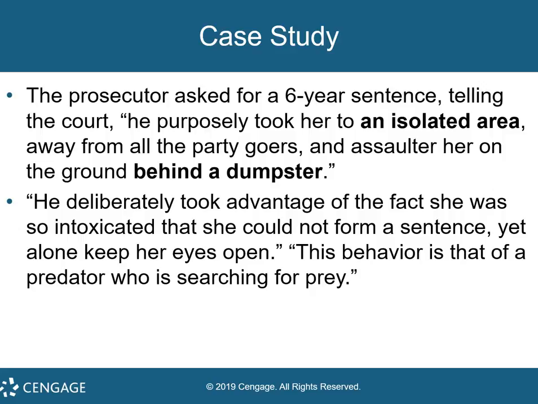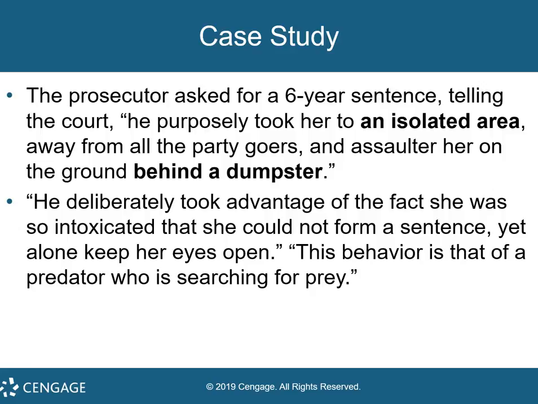What happened after the guilt was established was what really made national headlines. The judge in this case, Aaron Persky, heard from all of the individuals at the sentencing hearing. The victim read a very emotional statement, and the prosecutor asked for a 6-year sentence, telling the court that Brock Turner purposely took this person to an isolated area away from all the partygoers and assaulted her on the ground behind a dumpster. He went on to say that he deliberately took advantage of the fact that she was so intoxicated that she could not even form a sentence, let alone keep her eyes open.